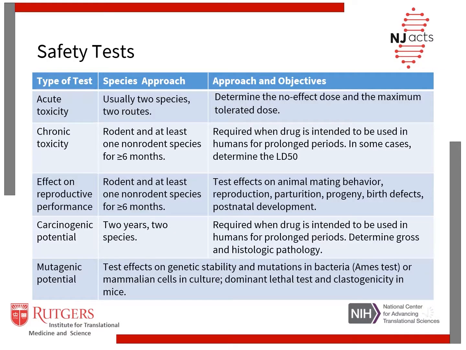This slide lists a variety of safety tests that are conducted, the results of which are included in the Investigational New Drug, or IND, application following the termination of preclinical studies. The types of tests can include acute or chronic toxicity, as well as the effect of the drug on reproductive performance, the carcinogenic potential of the drug, as well as mutagenic potential. You will see that the species approach for these tests can change, and the FDA usually mandates 2 species be tested.